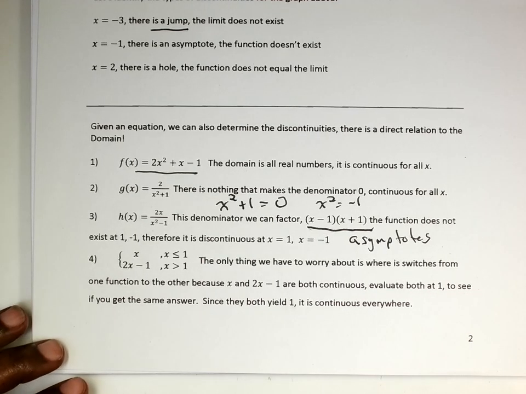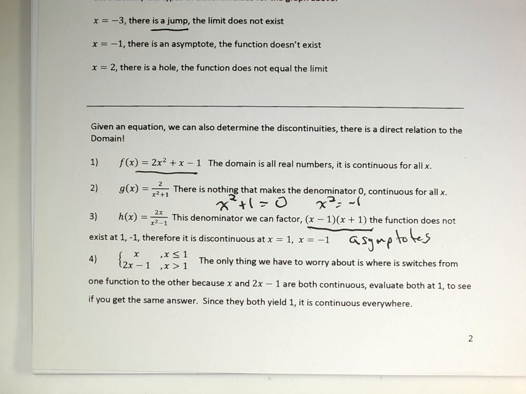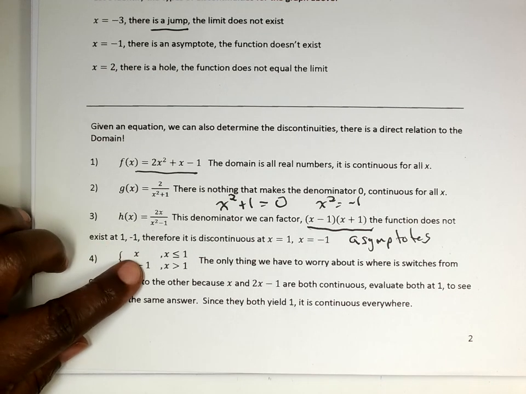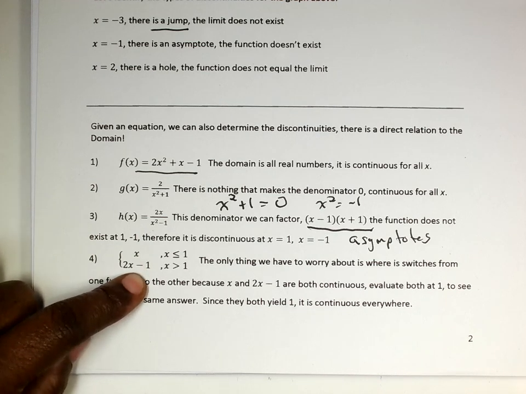Number 4, we're back to a piecewise function. So the function is x if x is less than or equal to 1, and it's 2x minus 1 if x is greater than 1. So the only thing we have to worry about is that point 1, because we know that x, that's just a straight line, that's a continuous function. 2x minus 1, again, another straight line, that's a continuous function.